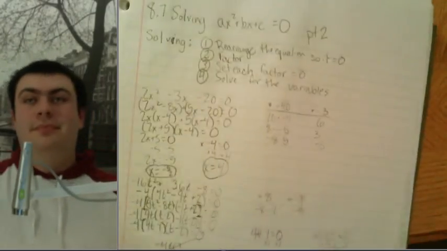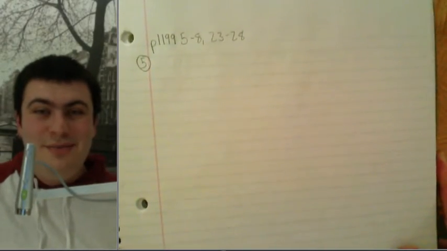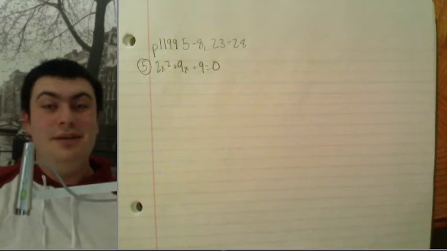Woot. Our practice problems were on page 1199, numbers 5 through 8 and 23 through 28. Number 5 starts off by saying 2x squared plus 9x plus 9 equals 0. Is the whole equation set equal to 0?